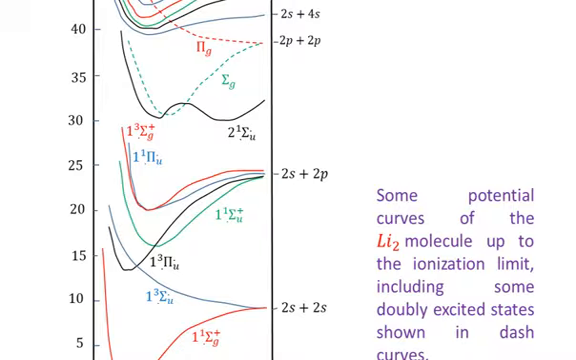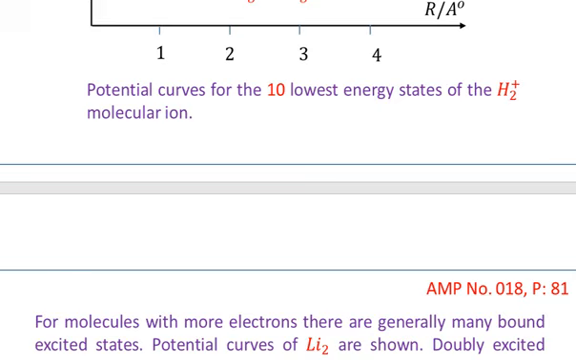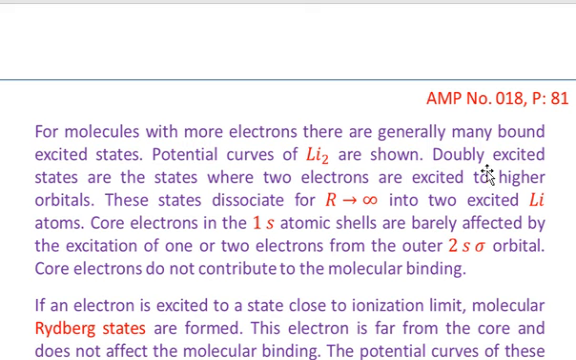This is the diagram that has been referred to over here. For example, in the first paragraph, doubly excited states are the states where two electrons are excited to higher orbitals. Let me read the first sentence of this paragraph: for molecules with more electrons, there are generally many bound excited states. The potential curves of the lithium diatomic molecule are shown on the next page, which I am going to show you over here.